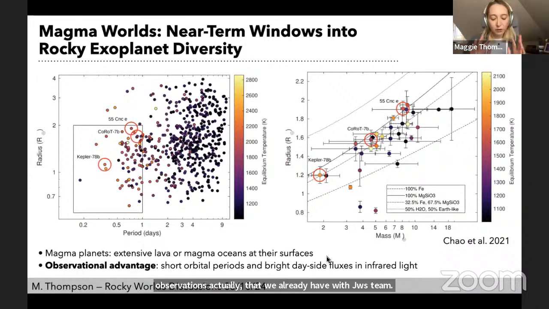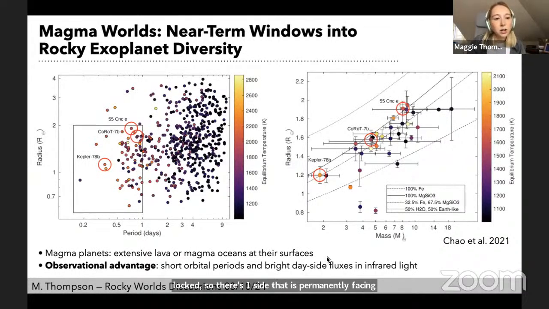Okay, so just a brief review. This is probably quite familiar to many of you listening today, but there's a particularly exciting class of rocky planets that are really amenable to near-term characterization. And these are often referred to as magma planets. These are planets that have extensive lava or magma oceans at their surfaces. They're quite close to their host star, so they have these short orbital periods, and that provides us with one observational advantage. And then the second is that they have bright day-side fluxes in infrared light. These planets often tend to be tidally locked, so there's one side that is permanently facing their host star.